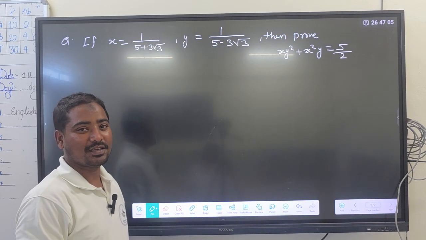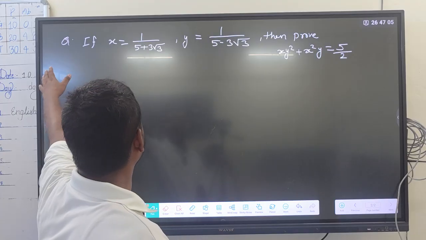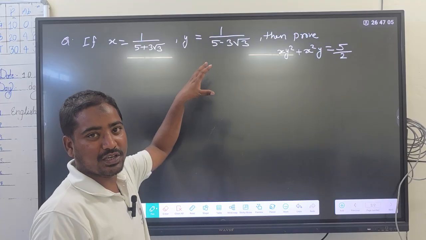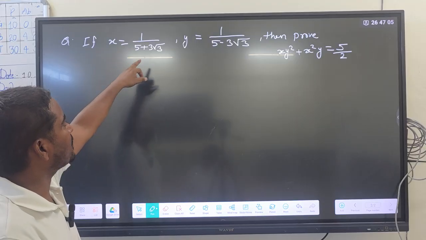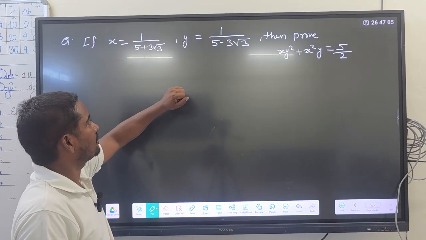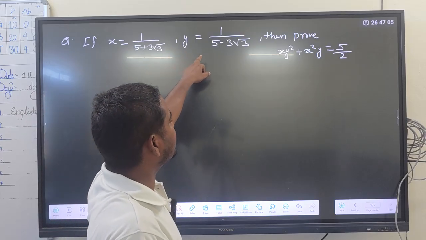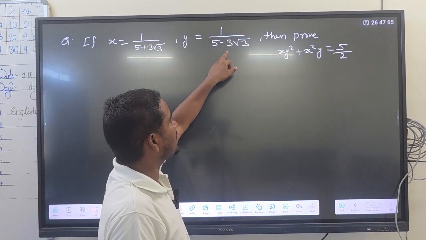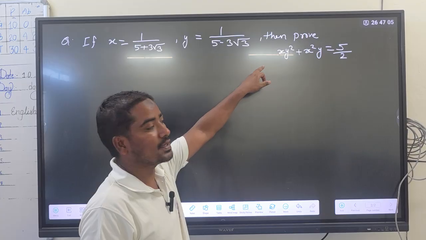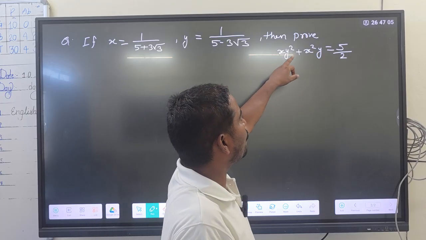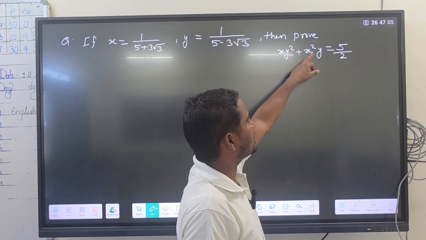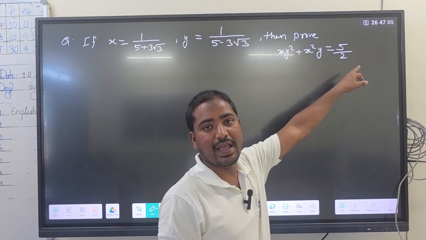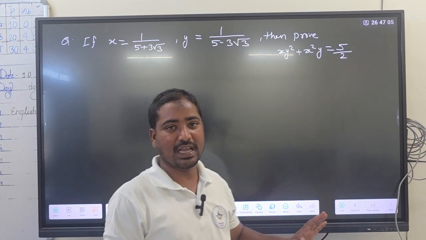So in today's session we will see this question, ninth standard foundation question. If x is equal to 1 upon 5 plus 3 root 3 and y is equal to 1 upon 3x minus 3 root 3, then find or prove that xy square plus x square y is equal to 5 upon 2. This we have to prove.